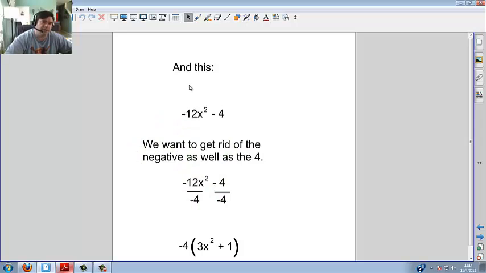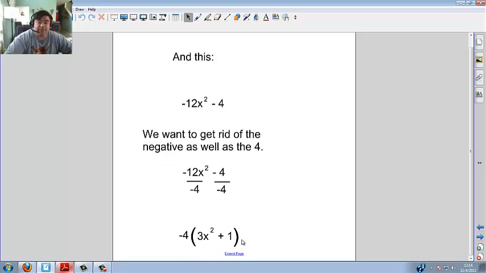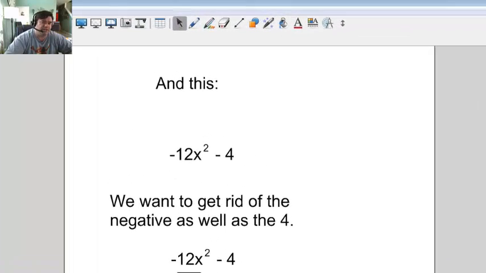And back. And this, negative 12x squared minus 4, we want to get rid of the negative as well as the 4. So we're going to divide by negative 4 here and negative 4 here. Now notice how when I divide by negative 4, this negative 12x squared becomes positive 3x squared. And when I divide by negative 4 here, it becomes plus 1. Now you might say, wait a minute, wasn't that minus 4? Well, just treat it as a negative 4. And when you divide by negative 4, it becomes plus 1. That is, by the way, the end. There's nothing more I can pull out because there's no common factors between 3x squared and 1.